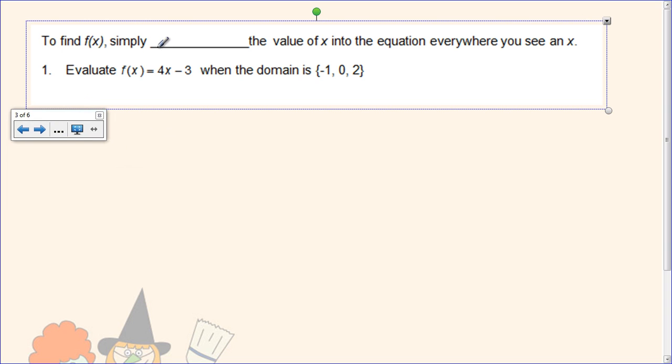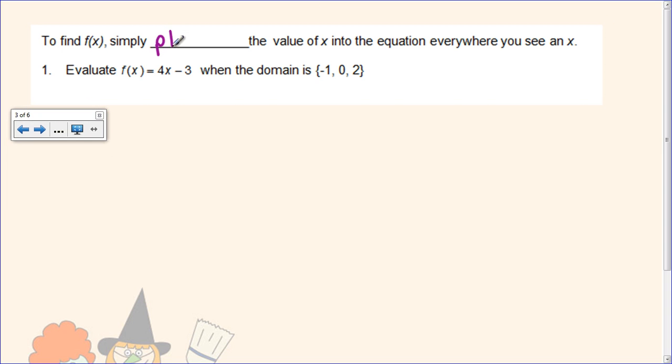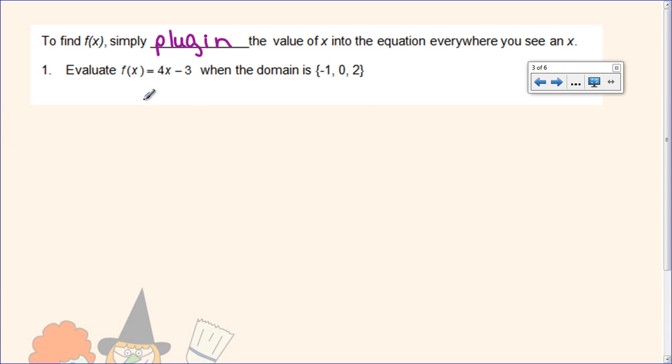To find f of x, all we're going to do is plug in the value of x into the equation everywhere we see an x. And so it's nothing but evaluating. We're going to take what x equals and plug it in. Number 1 here says to evaluate f of x equals 4x minus 3 when the domain is -1, 0, and 2. Well, the thing you have to remember is that domain is x. So they're saying we're going to evaluate this when x is these three numbers.